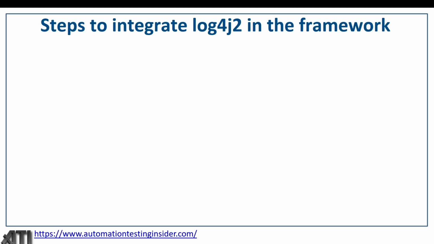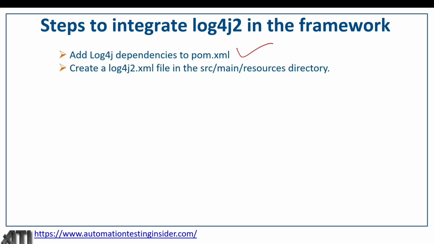Now let's talk about steps to integrate Log4j in the framework. This is what I'll show you practically, how we are going to follow this. Let me just quickly go through it. Add Log4j dependencies to pom.xml. There are a couple of dependencies we need, like Log4j core and Log4j API, to use this Log4j mechanism in the application, in our framework.